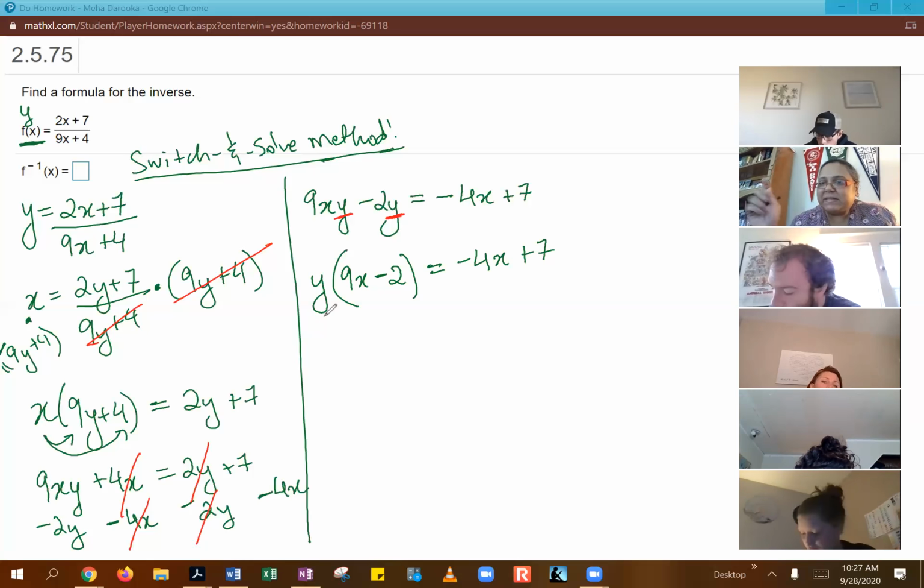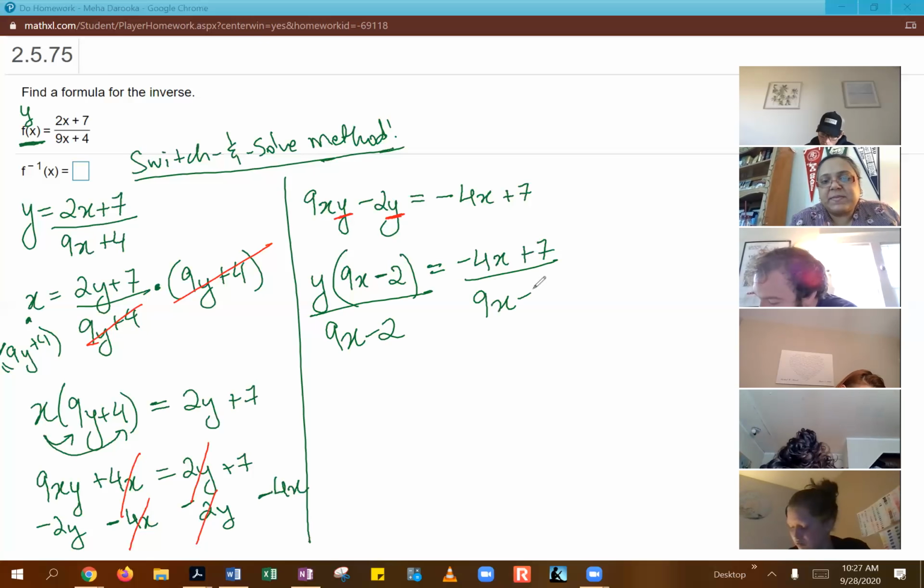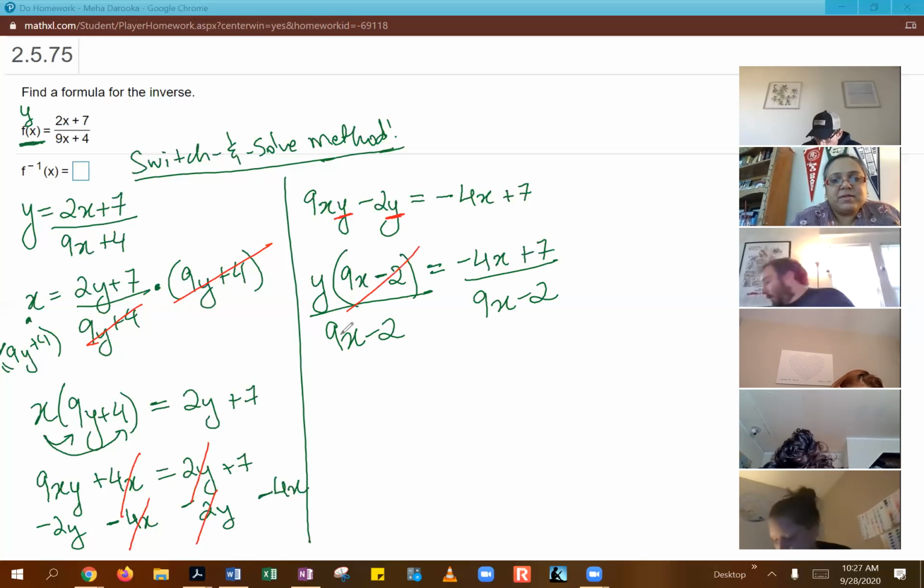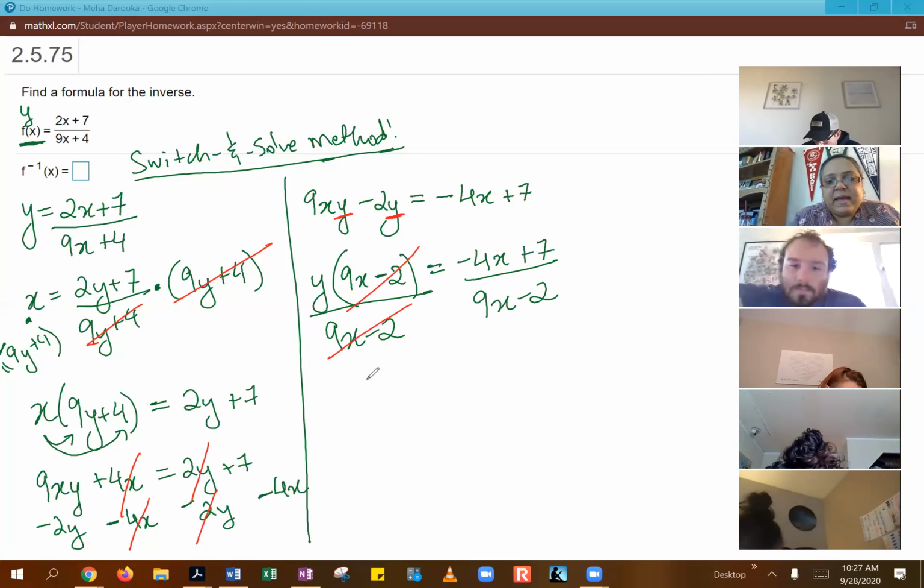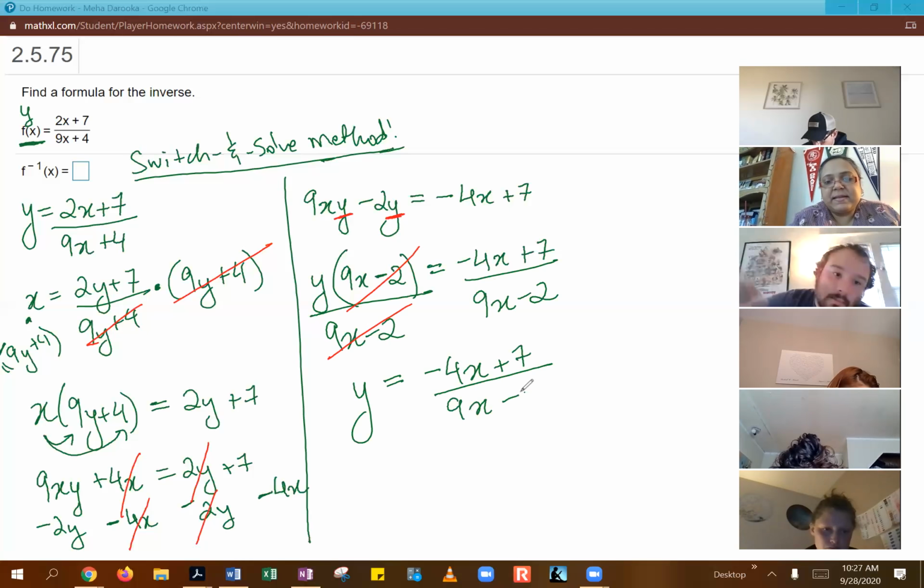You've got y multiplied by the parentheses, 9x minus 2. So since we want to get y by itself, you're actually dividing both sides by that whole parentheses, 9x minus 2. So those guys will cancel out. And now we have isolated the y. He is by himself. And then we have minus 4x plus 7 divided by 9x minus 2.